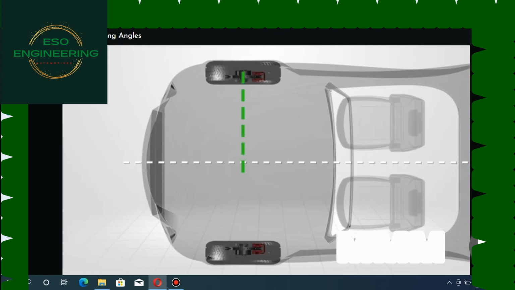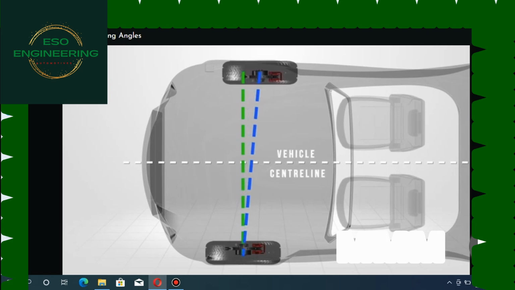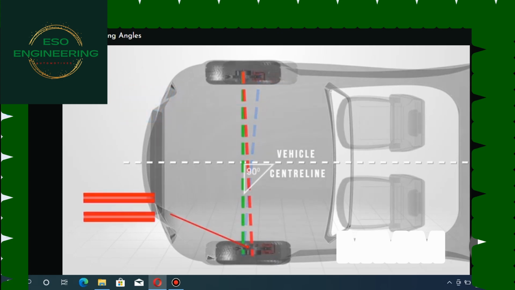Front setback is a measurement referencing the front wheels to a line placed perpendicular to the vehicle centre line. If a vehicle has setback, one front wheel assembly is farther back from this reference line than the other. Positive setback indicates that the right front wheel is set back further than the left. Negative setback refers to the left front wheel being further back than the right.